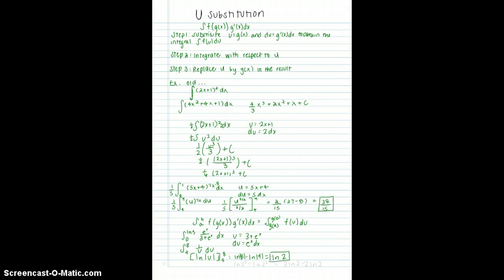And that's because this is really 2 to the third power minus 2 squared, which equals 3 natural log of 2 minus 2 natural log of 2, which simplifies to natural log of 2.